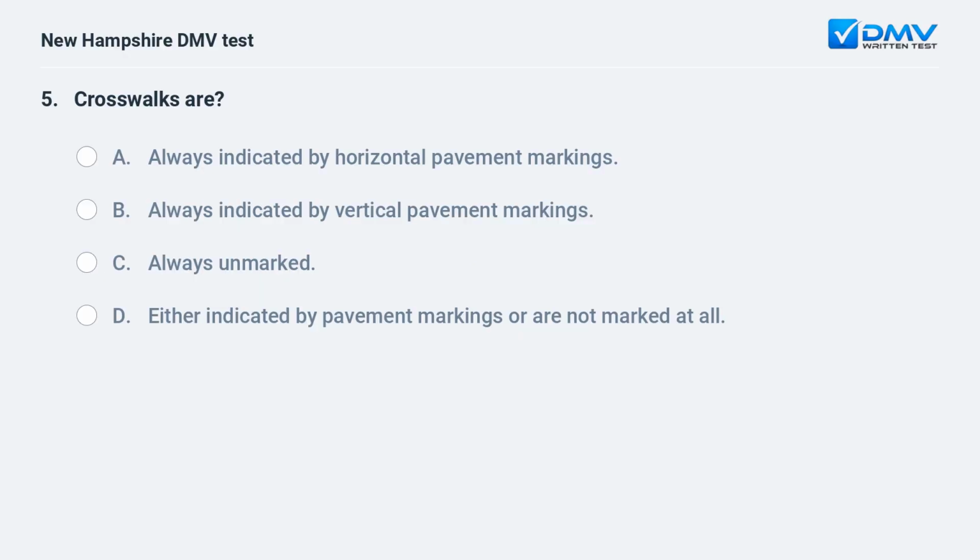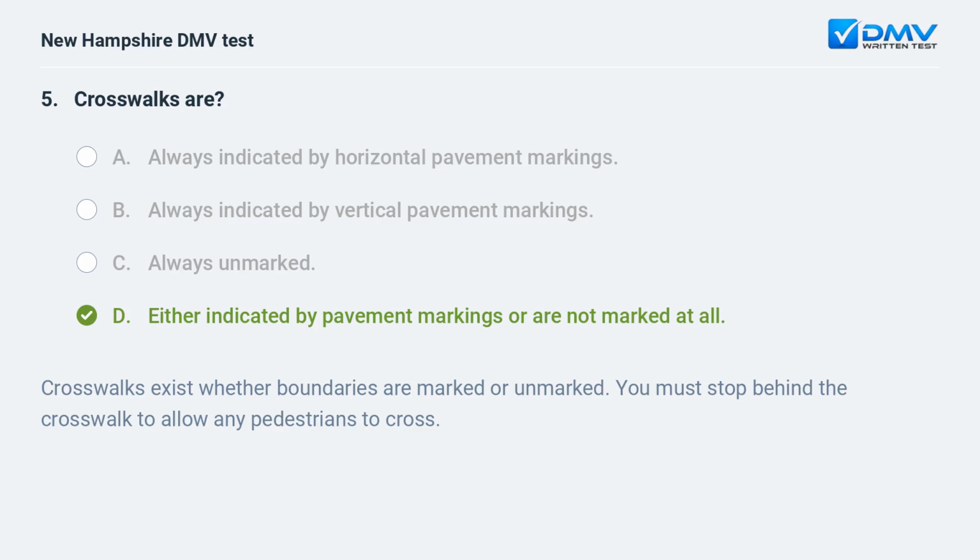Crosswalks are A. Always indicated by horizontal pavement markings. B. Always indicated by vertical pavement markings. C. Always unmarked. D. Either indicated by pavement markings or are not marked at all.